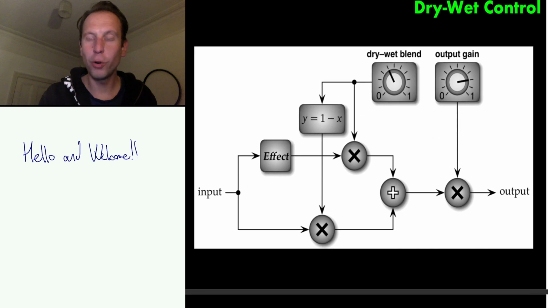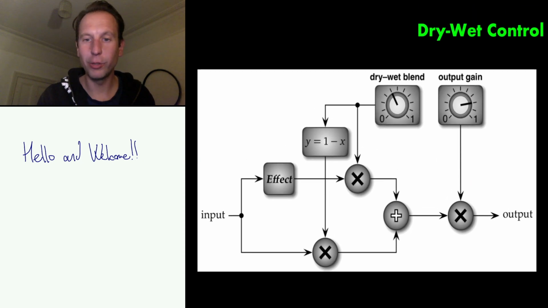A few more basic amplitude-based sketches. Okay, so here is the control of dry-wet signals. So input signal is split into 2. One goes through an effect, the other one doesn't. And each of these has their own gain stage. Evidently, multiplication I dub gain stage.